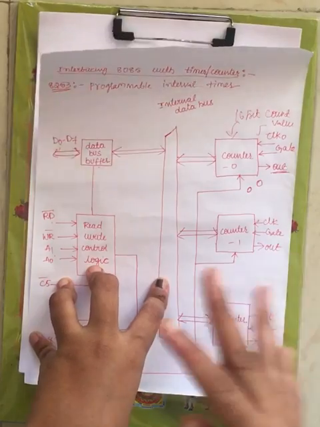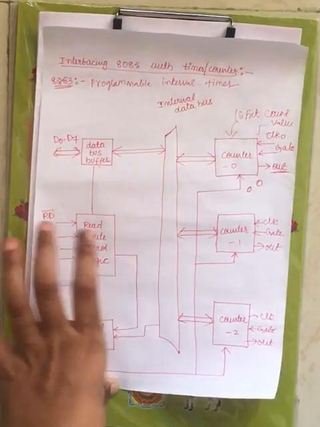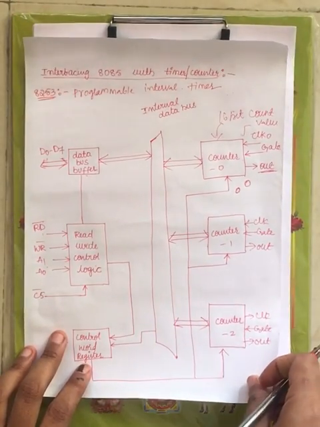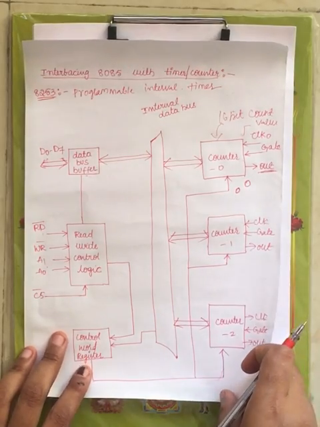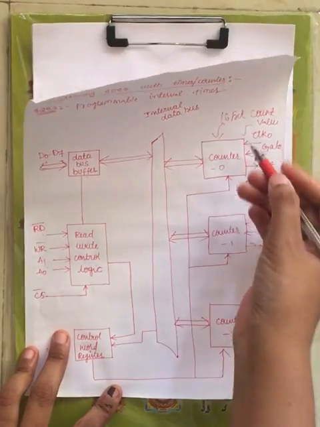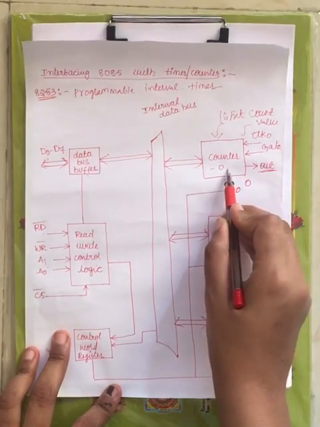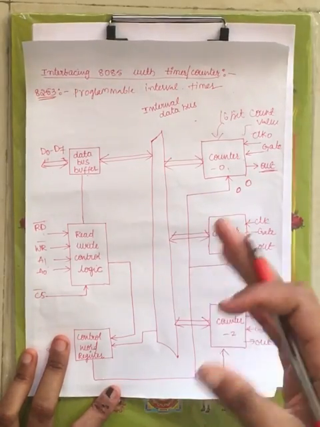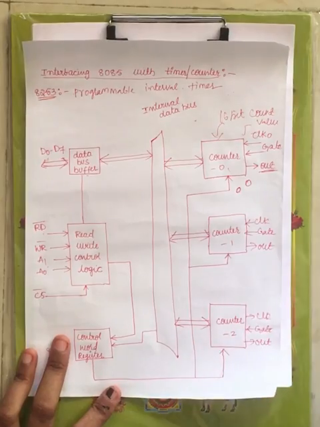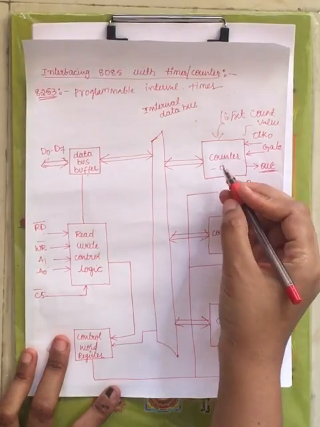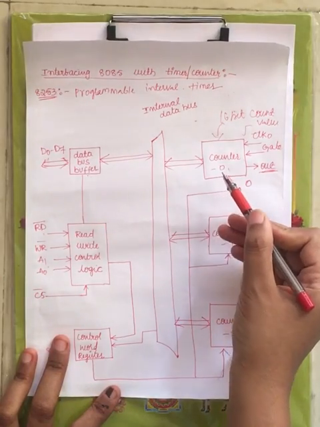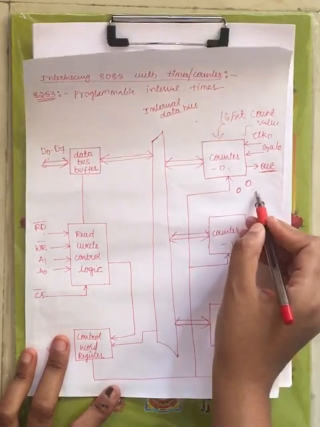Meanwhile, remember the architecture: it has 3 counters, data bus buffer, read or write control logic, and the control word register. Now this timer 8253 you have to interface with 8085. How will you operate this counter? A 16-bit count value is loaded into the register of the counter. After that the user will give a command to start the count. Upon giving the command, the counter begins to decrement the count until it reaches 0.